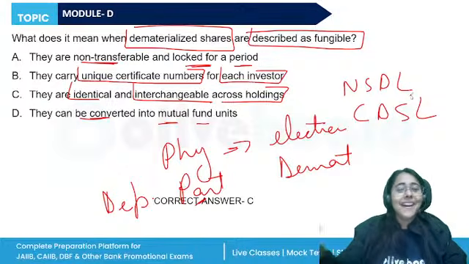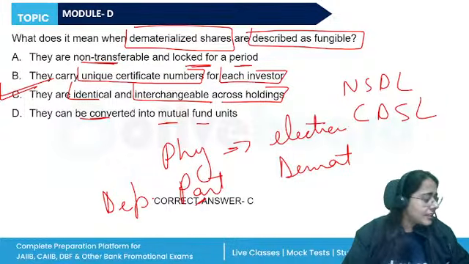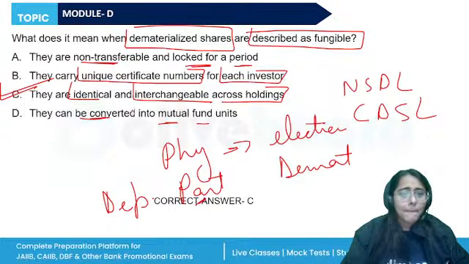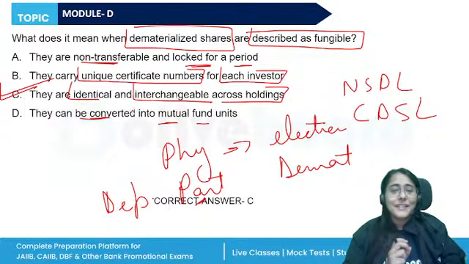Fungible means they are identical. And how can you convert your stocks into mutual fund units? No, they are interchangeable across holdings. Okay, they are interchangeable.